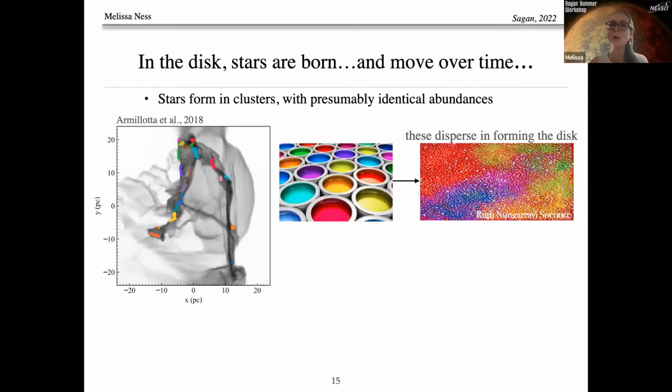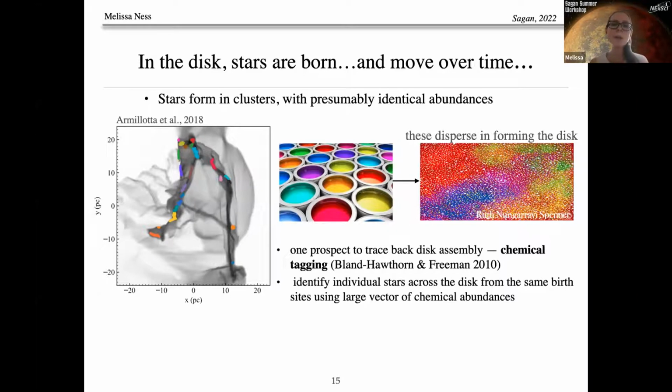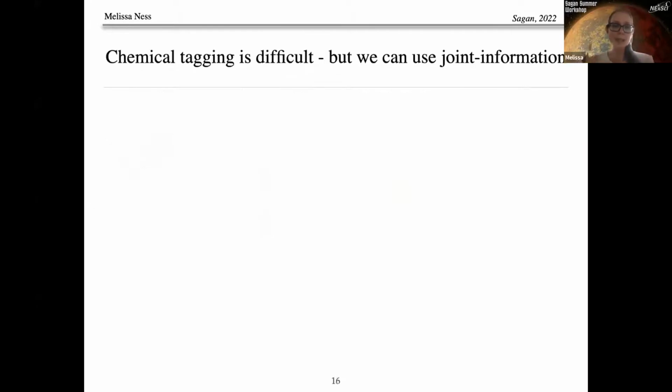Okay, clusters dissolve, and then due to processes like radial migration, where the bar kicks stars out and the spiral arms move stars in and out, these stars basically end up a long way away from their birth sites. Now, one prospect to trace back the disk assembly that has been proposed is chemical tagging. And this is identifying individual stars across the disk from their birth sites using their large vector of chemical abundances. So using a star's chemical abundances to be able to bin stars back into their individual progenitor open cluster systems.